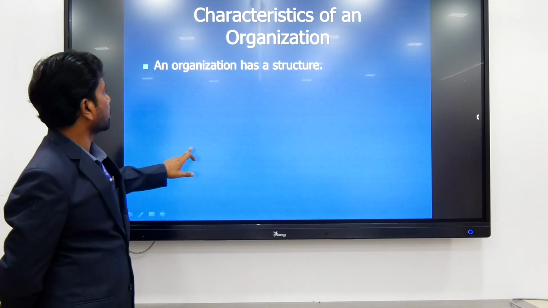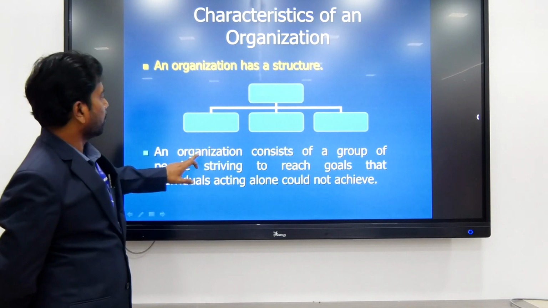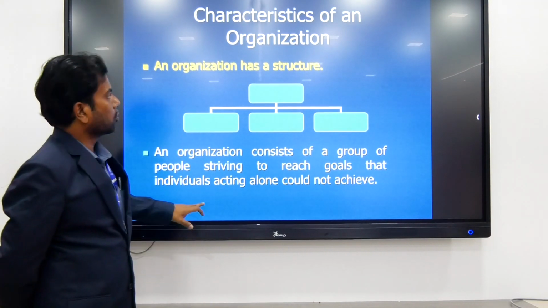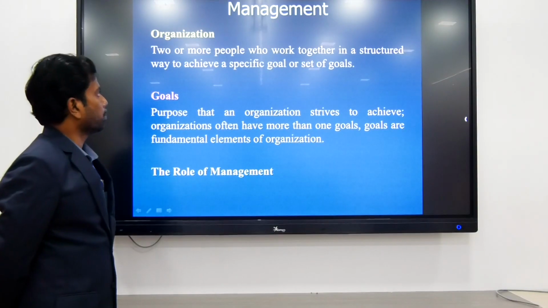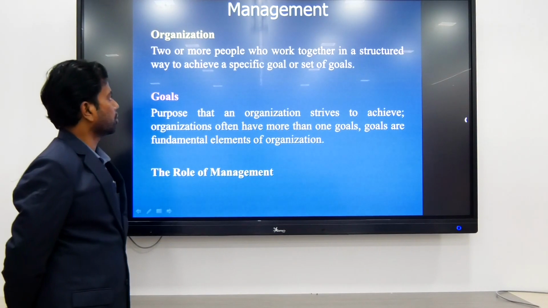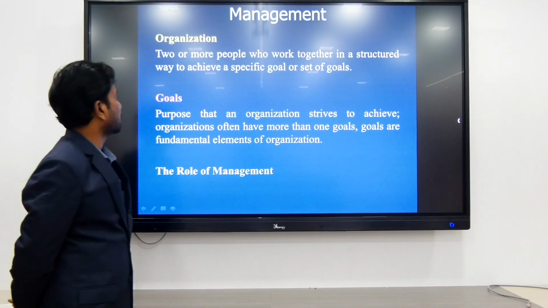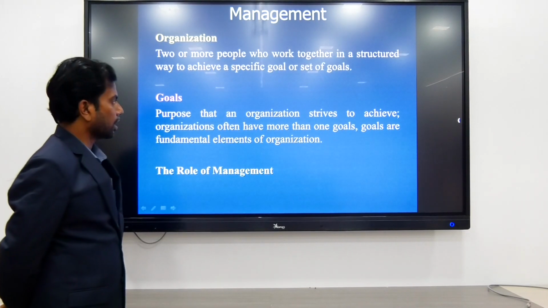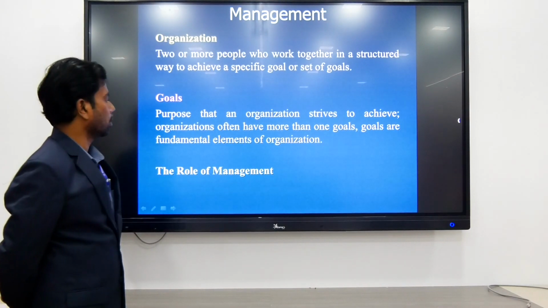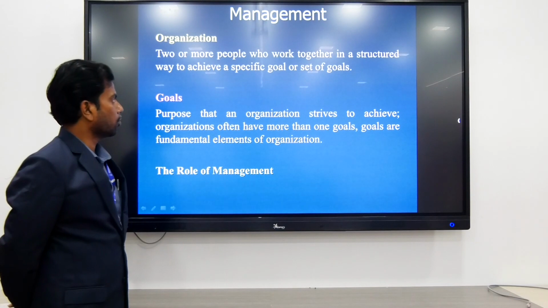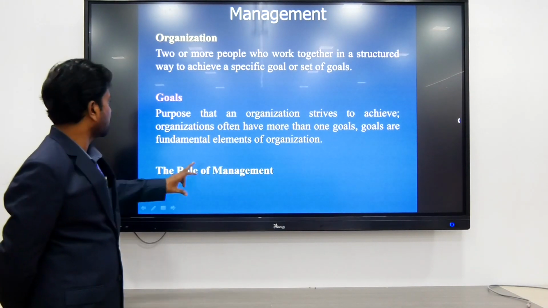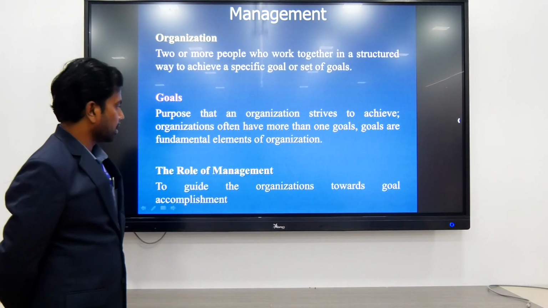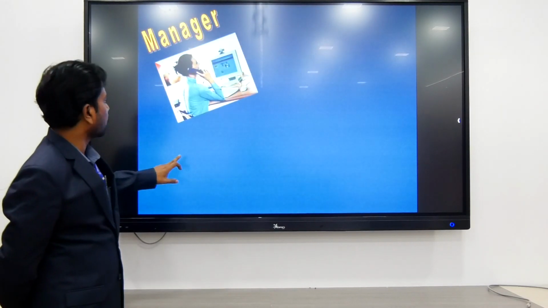Then the characteristics of an organization. The organization structure has a group of people striving to reach goals that individuals acting alone could not achieve. More people who work together in a structured way to achieve a specific goal or set of goals is called an organization. Then what is the goal of an organization? The purpose of the organization is to achieve the goal. One or more faculty members or employees working to achieve the goals is called the goals of the organization. Then the role of management is to guide the organization towards goal accomplishment.